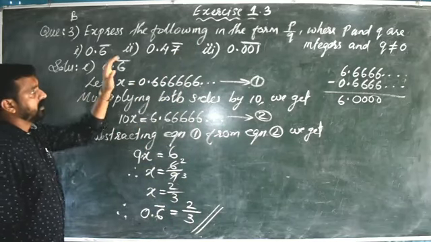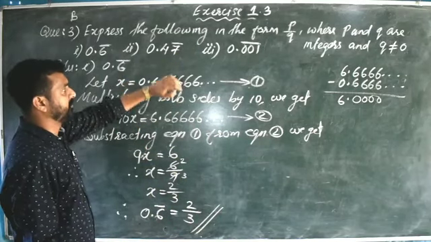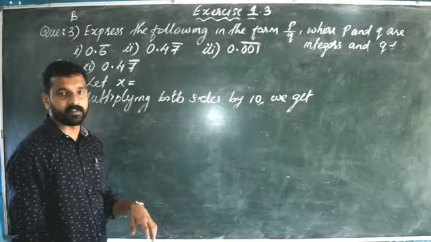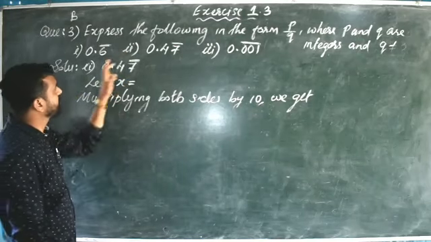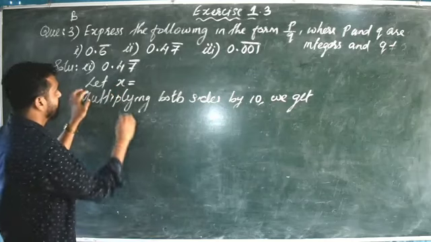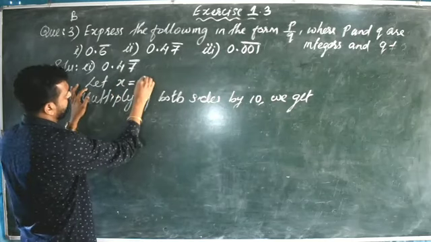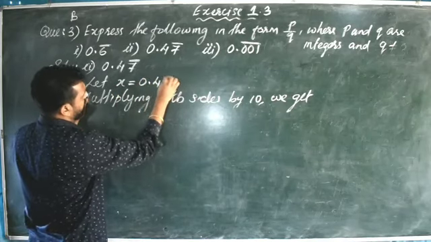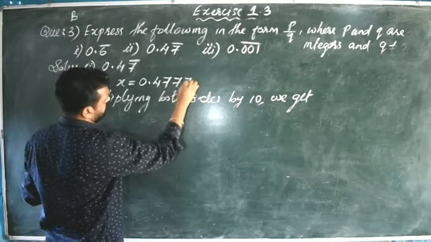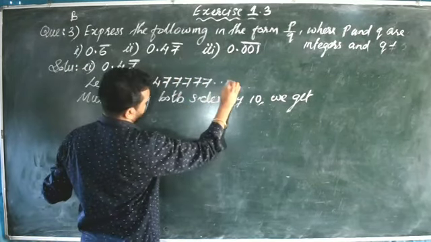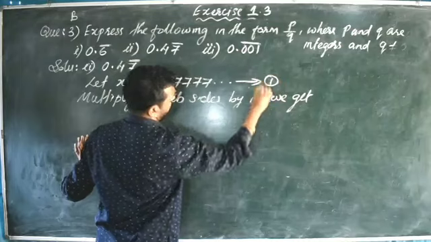Then now let's see the second question, 0.47 bar. Question number 2, 0.47 bar. Here also in the same way, let x be equal to 0.47 bar, that means 0.47777 etc. That we will take as equation 1.